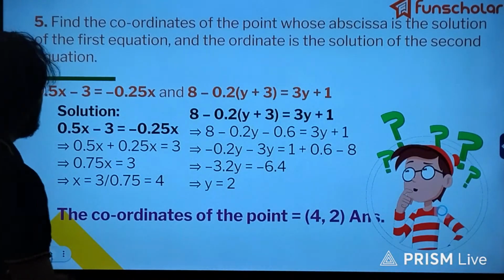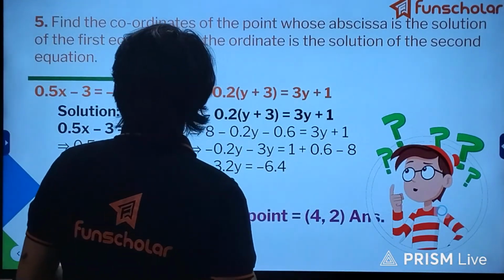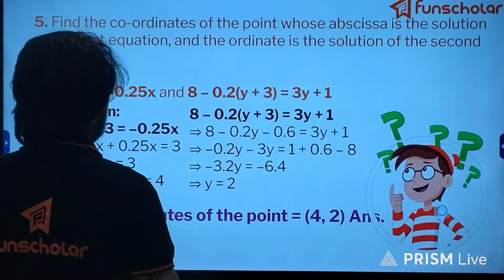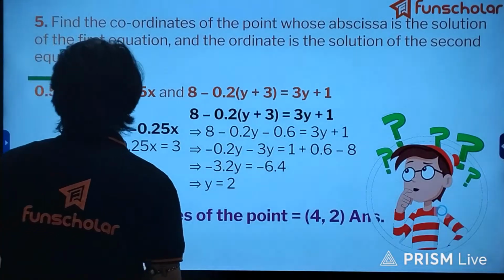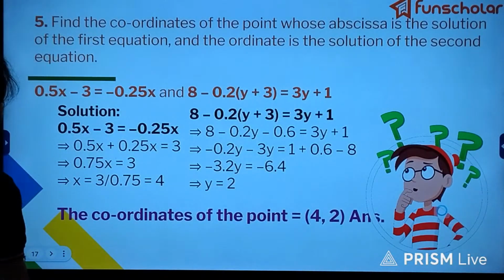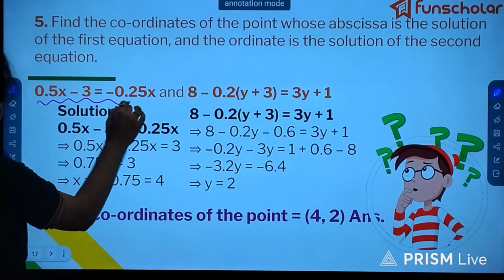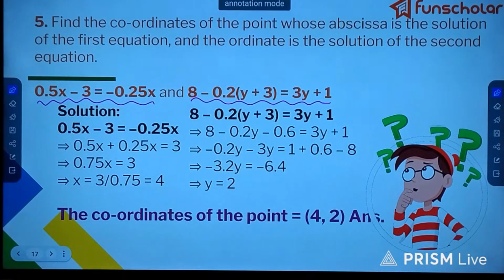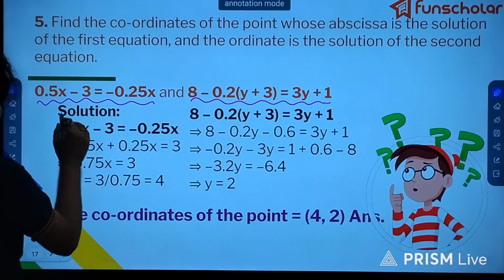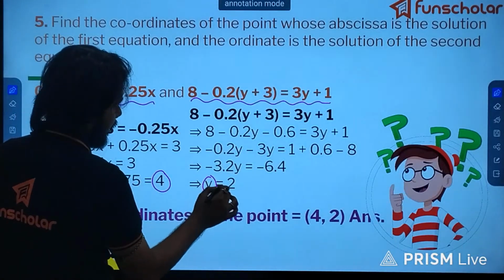Find the coordinates of the point whose abscissa is the solution of the first equation and the ordinate is the solution of the second equation. 0.5x minus 3 equal to c. Two equations have been given here. You need to just solve these two equations. By solving, you will find the value of x as 4 and you will find the value of y as 2.